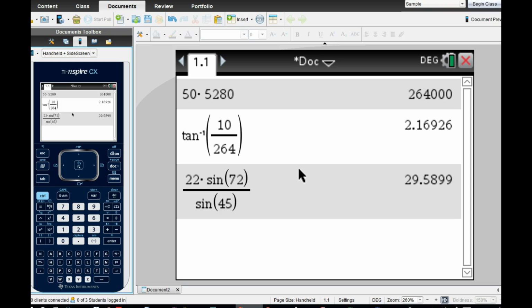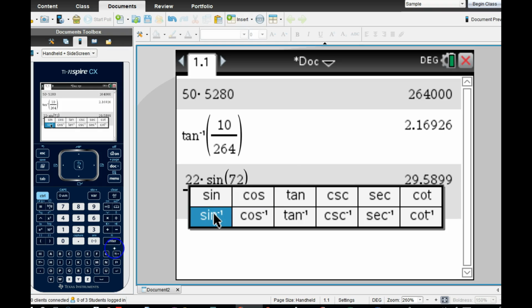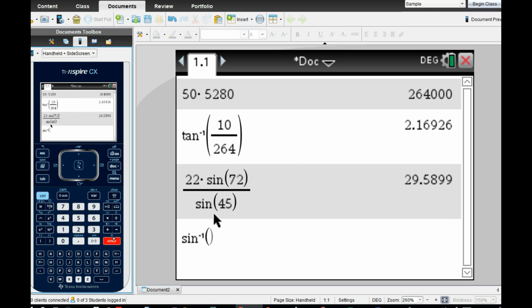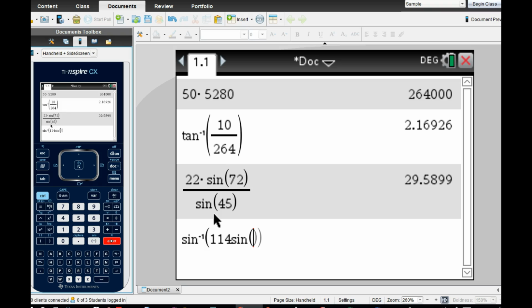Okay, so that just takes a little bit of calculation. And I would recommend just typing it all in at once. So sine inverse of 14, what was it? Sine, oops, I have one too many. I didn't say that on purpose, that's funny.